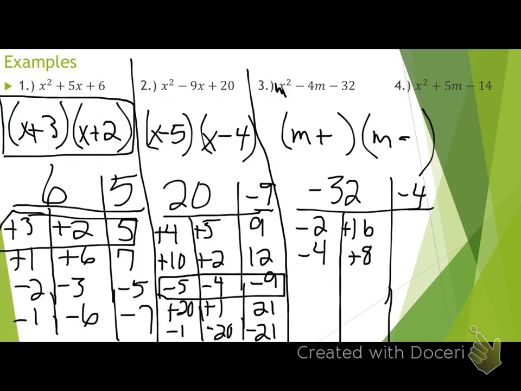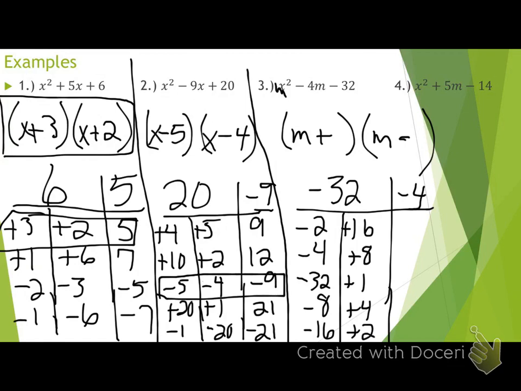Negative 32 times positive 1. Negative 2 times positive 16. Negative 8 times positive 4. Negative 16 times positive 2.